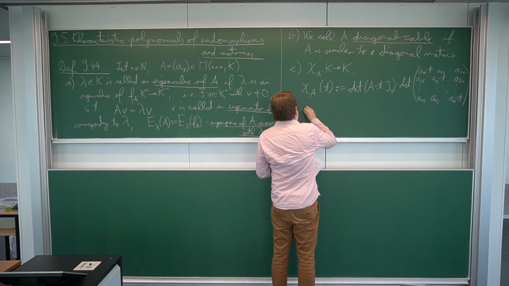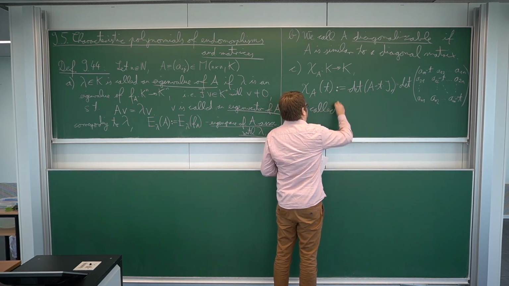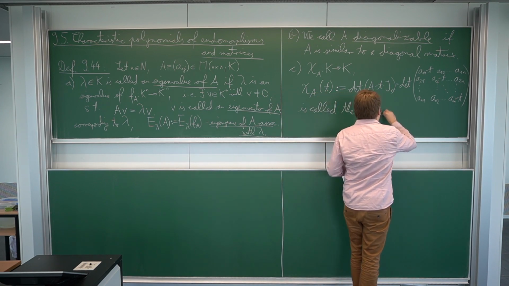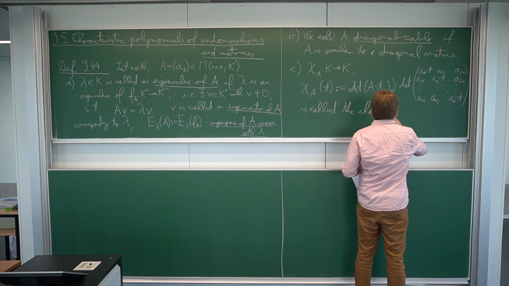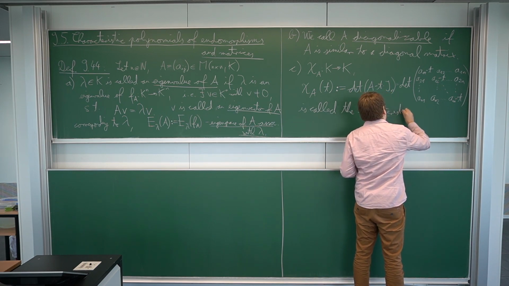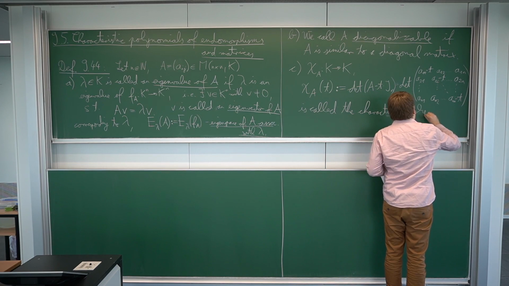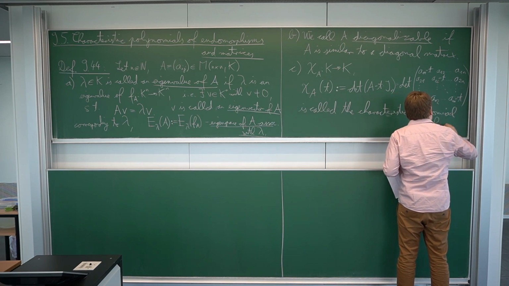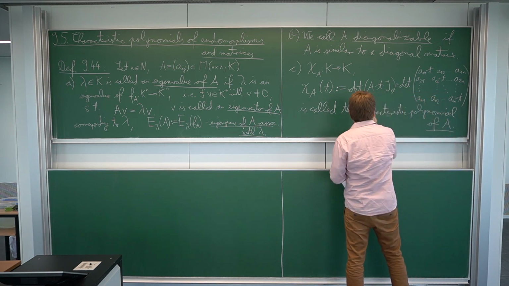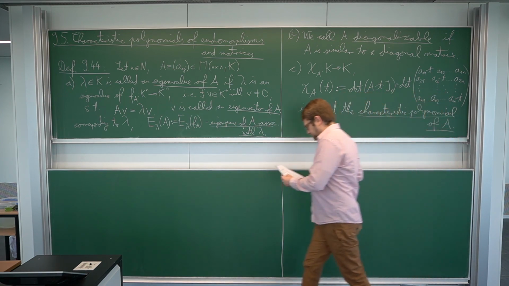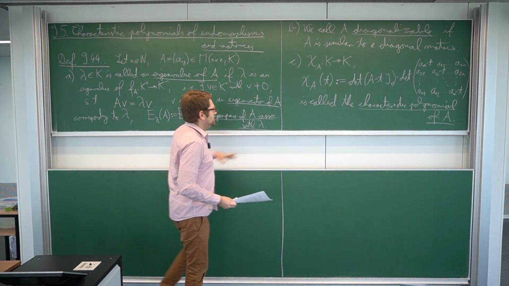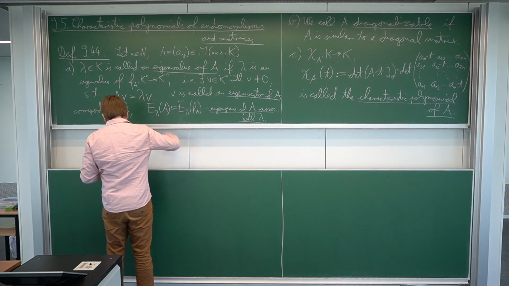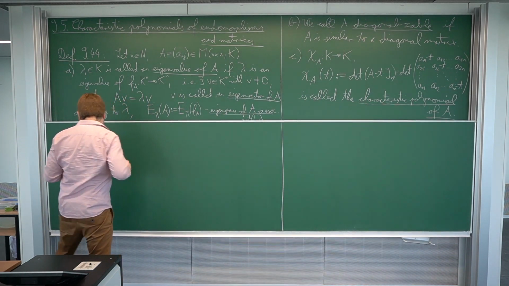Okay, this is called the characteristic polynomial of the matrix A. Characteristic polynomial of A. So this would be the main star of this section, the main actor that we will need in what's to come. And we will discuss this in detail in a second.